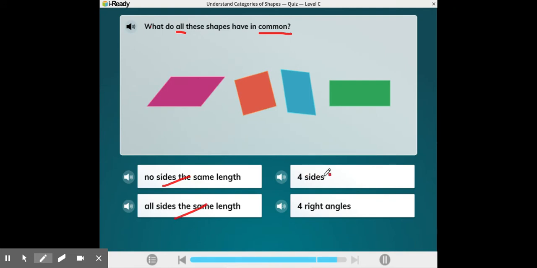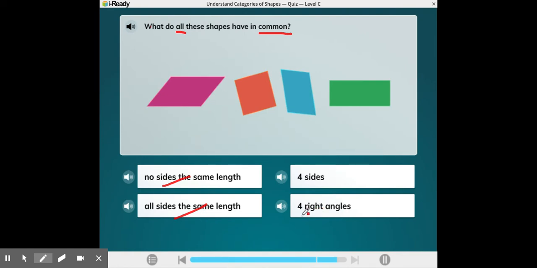Do they all have 4 sides? Let's look. 1, 2, 3, 4. 1, 2, 3, 4. 1, 2, 3, 4. 1, 2, 3, 4. They do all have 4 sides. They are all quadrilaterals. I'm not going to cross that answer off.